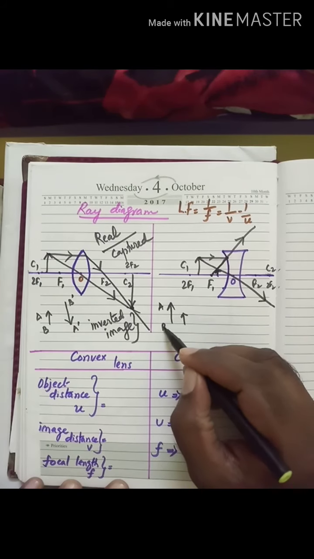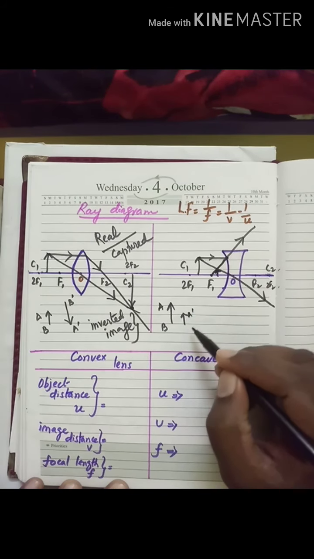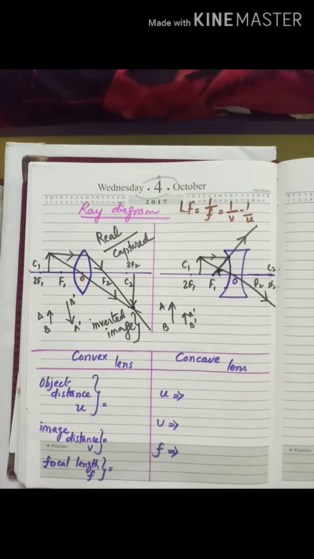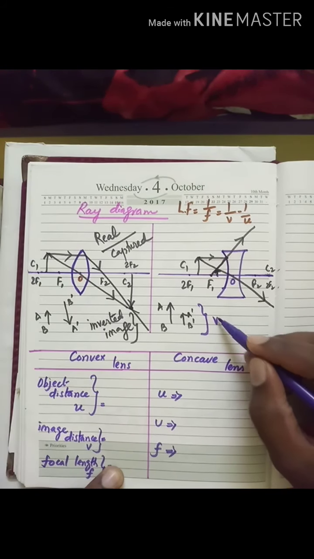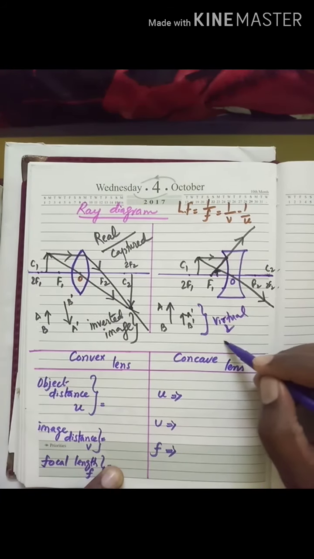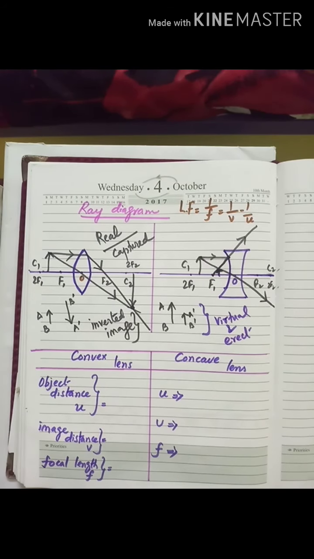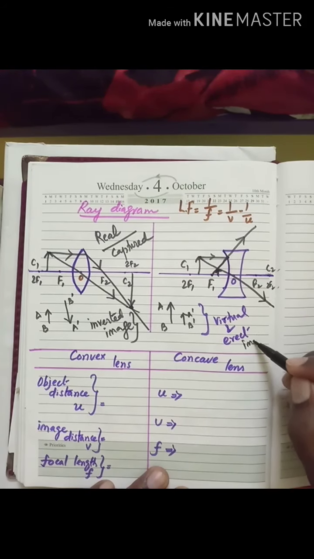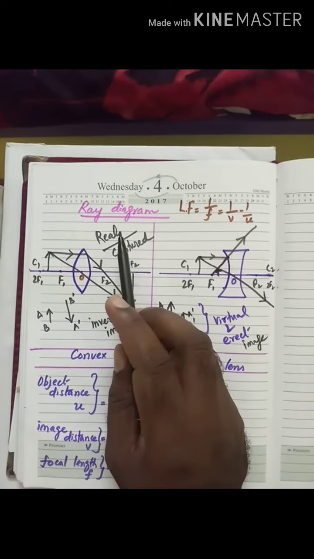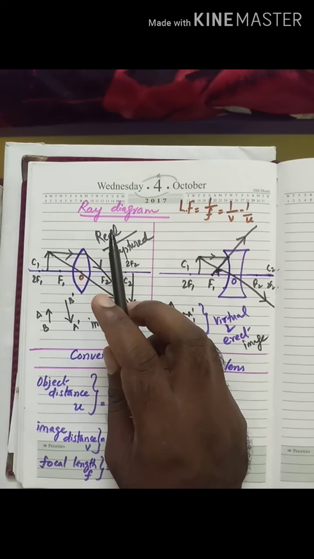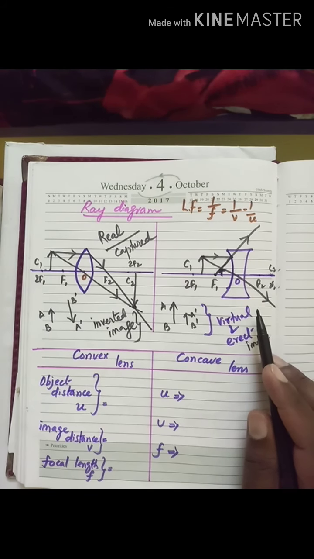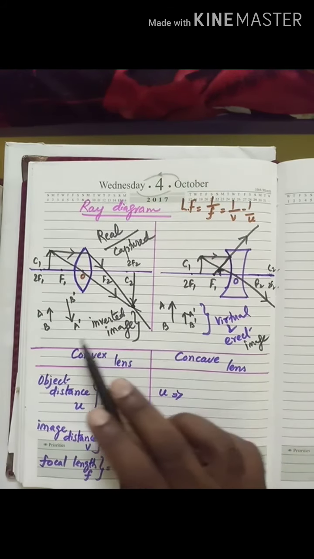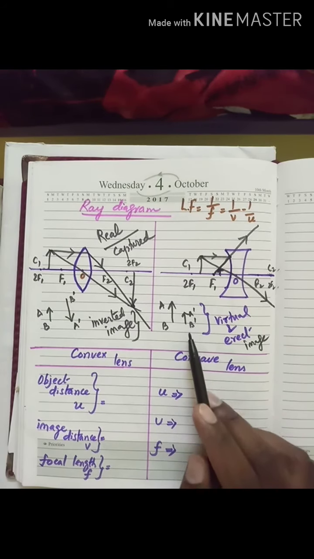See, object height is AB and image height is A dash B dash, but the image is not an inverted one, it is a virtual and erect image. What is meant by virtual? In a convex lens, the image can be captured, but in a concave lens the image is a virtual one, it cannot be captured, and it will not be an inverted one like this, it will be erect.